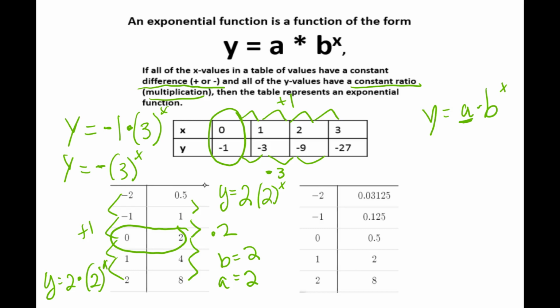Yes, that 2 needs to be in parentheses. Yes, it does. Okay? Put them in parentheses.